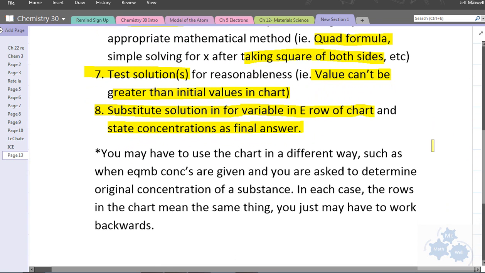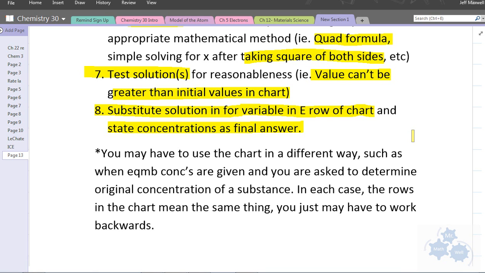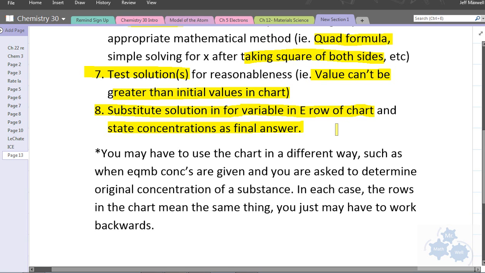I will just go over this last paragraph here with you. When you do your assignment, a lot of the questions will be like this one that we just did. But there will be some questions where I will be asking you not for equilibrium concentrations, but for initial concentrations. So I may give you the equilibrium concentrations, and you might have to work backwards. You can still use the chart. That's what's nice about the chart. You would just fill in the equilibrium row with numbers, and then work backwards, the change back to initial. So you can use the chart in different ways. And just as I mentioned here, when equilibrium concentrations are given, you're asked to find the original concentrations.